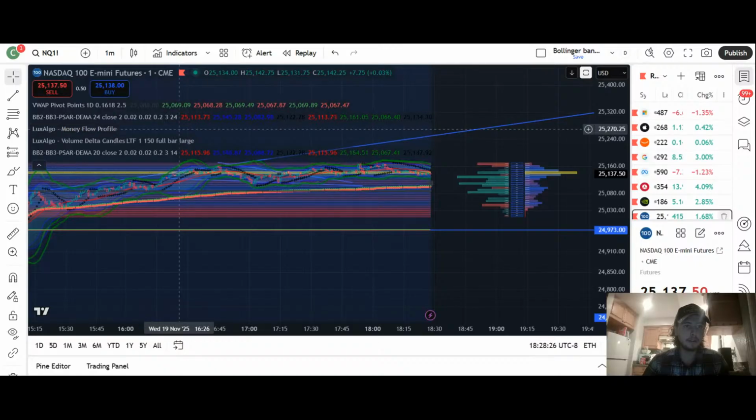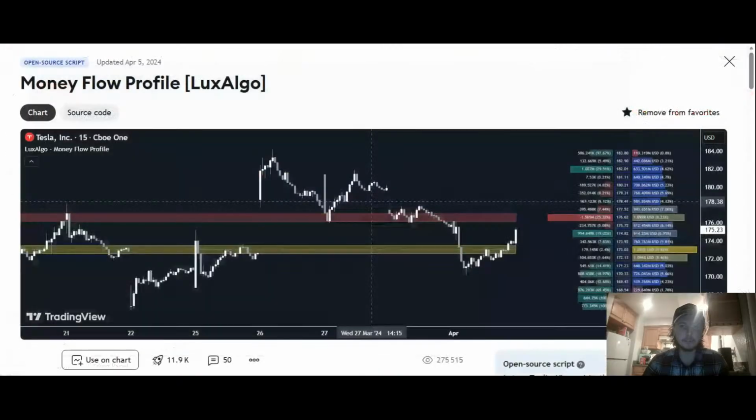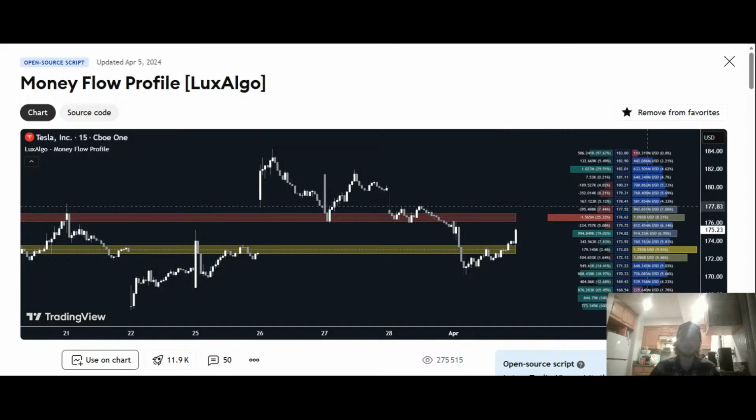Money flow profile. This is the one. It gives you the exact prices you truly want to see, a little bit of ranges. Gold means the most volume in that area. So up here, strong. This entire area is pretty strong, so it would kind of be like good trades in this area.